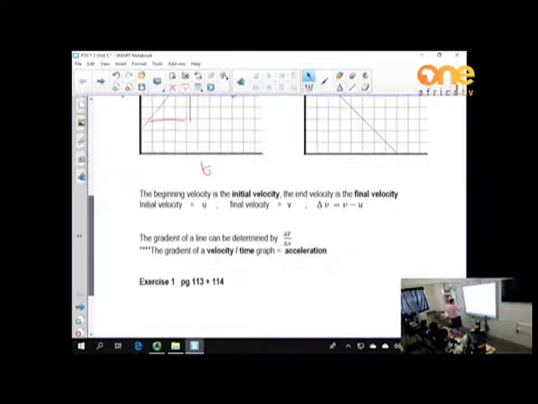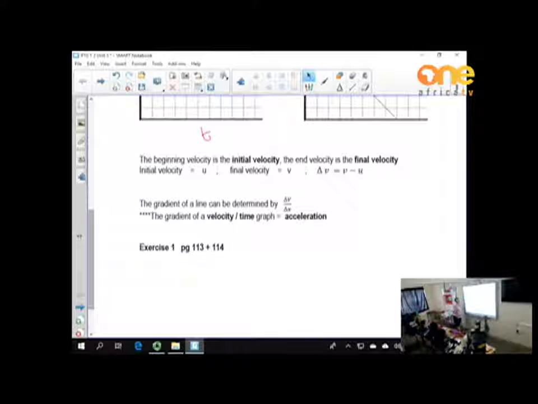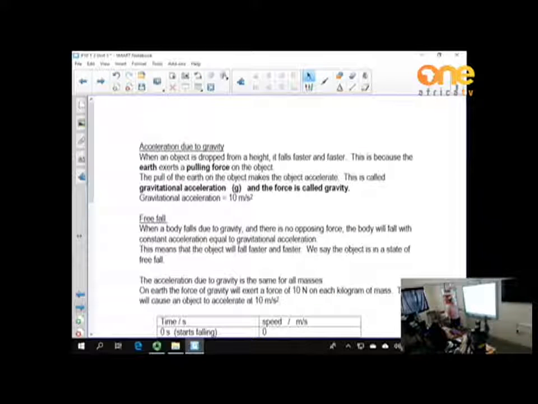I want to carry on at this point. We had a look at the terms initial velocity and final velocity, where speed is v, velocity is v. We said we differentiate between a starting velocity and an ending velocity. And then the symbol we use for initial velocity is a u. And then we had a look at exercise 1, page 113 and 114. Just what I've said over there, the gradient of a velocity time graph will give me acceleration.